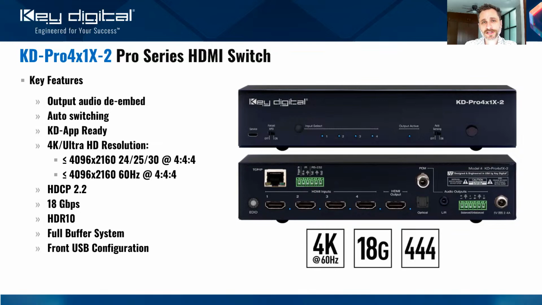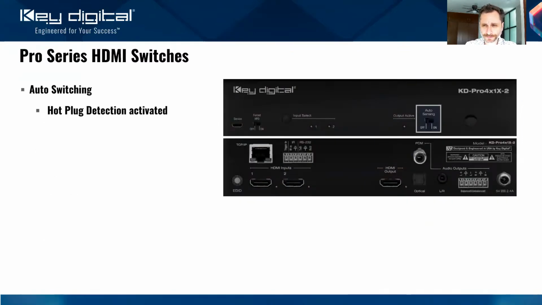Also, the Pro Series has IP controllability, so it can be integrated with our free Key Digital app this way, and it even has a web UI as well. So all of that's only possible exclusively to the Pro Series because the Slim Series doesn't have IP control. However, we see some of these other features such as 4K resolution with 18 gigabit per second bandwidth support, HDCP 2.2, HDR10. These are common features shared, our full buffer system as well, shared with our Slim Series switch.